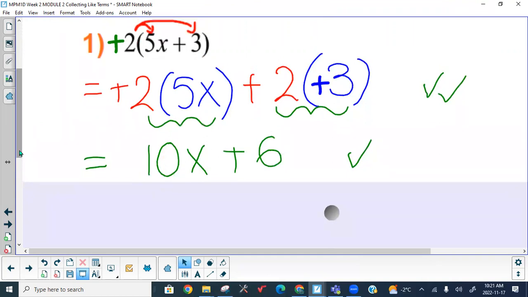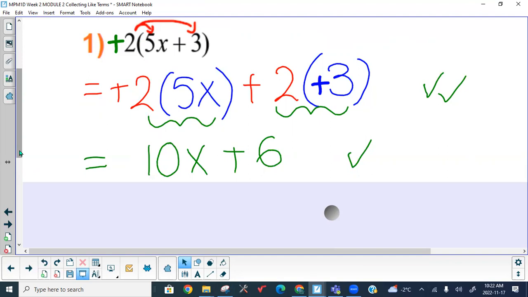Positive 10x, positive 6. Now, I have little check marks, 2 check marks for that and 1 check mark over there. What do those check marks represent? What do you think those check marks represent, Saran? The marks that you would get on the test. So if you just wrote down the answer, you would only get 1 mark. But if you write down the steps, you would get 3 marks for the entire question, okay?